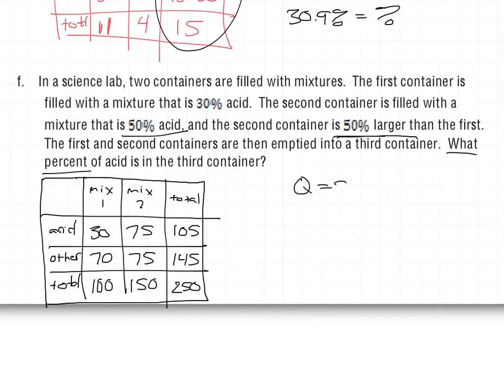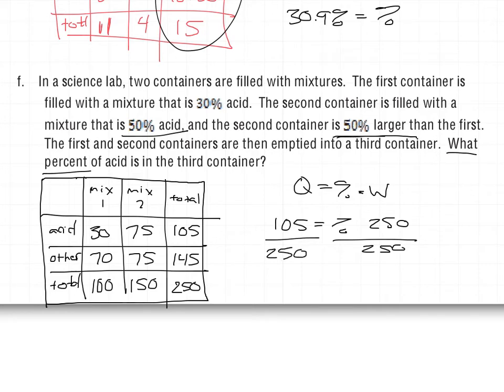Q is equal to percent times whole. And what we're looking for, our whole was 250. Our quantity of just acid is 105. Divide by 250, divide by 250. And that's going to tell me that my percent is 0.42 or 42%. All right, let's flip on over and look at the next part.